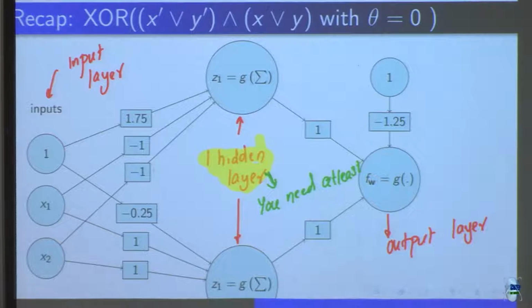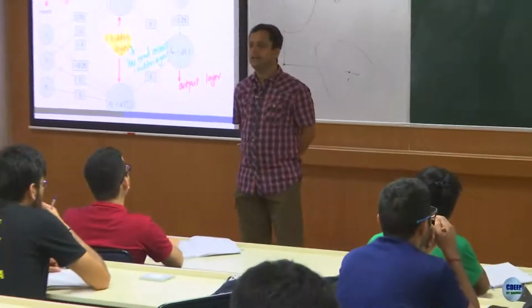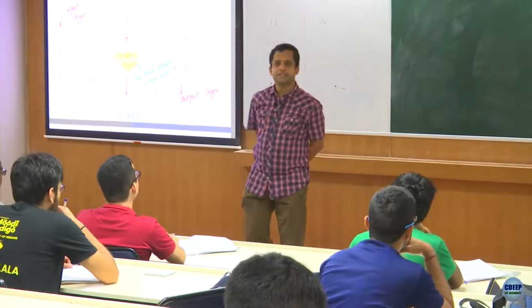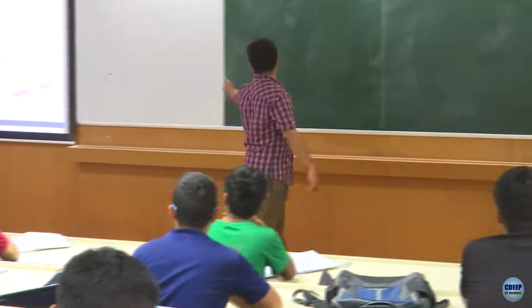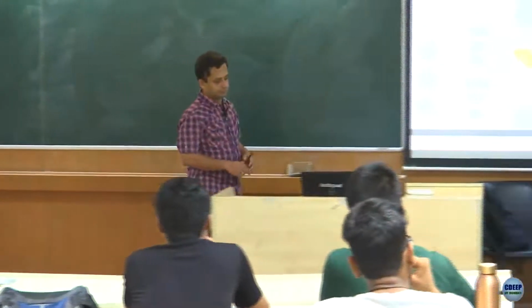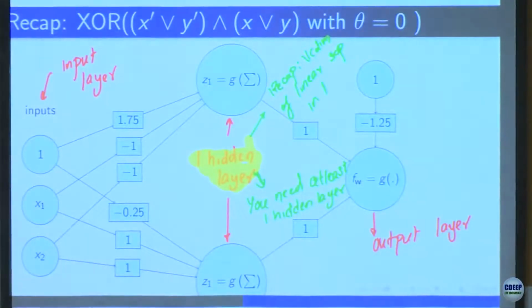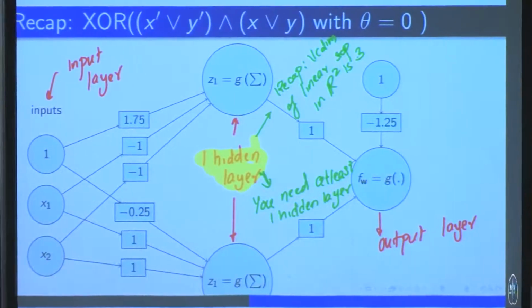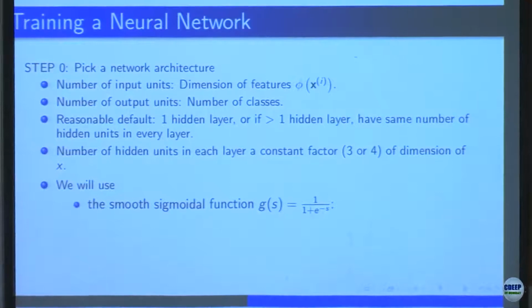So you need at least one hidden layer, and you can also justify this using VC dimension. How would you do that? The VC dimension of a linear separator in R2 is 3, and we have 4 points here, right? So this is another justification. Fine. So with this now, we move on to how do you train such a network.